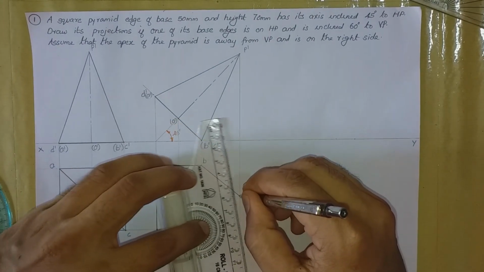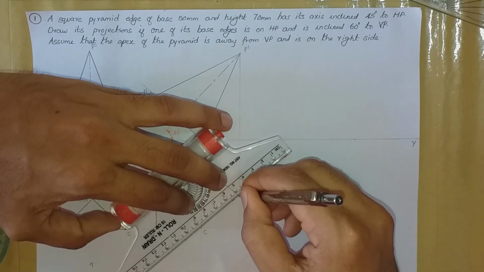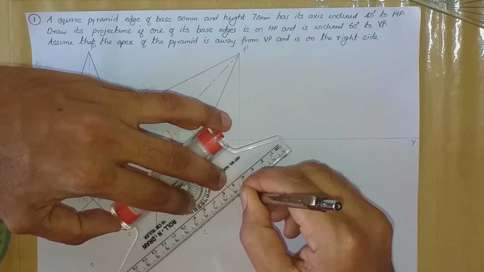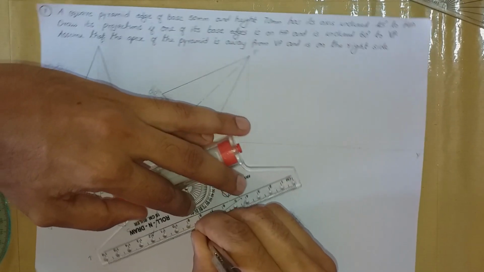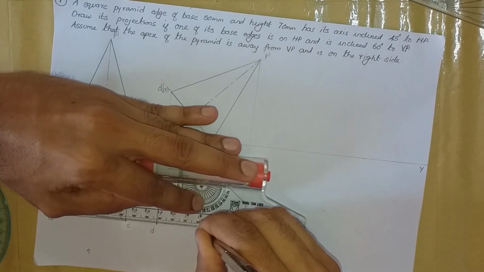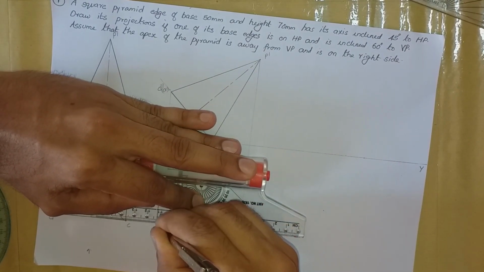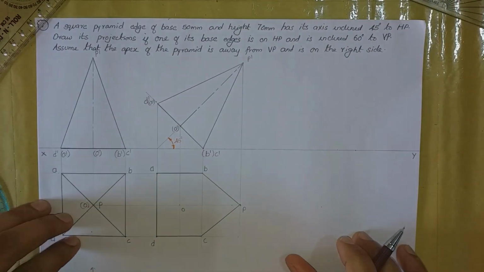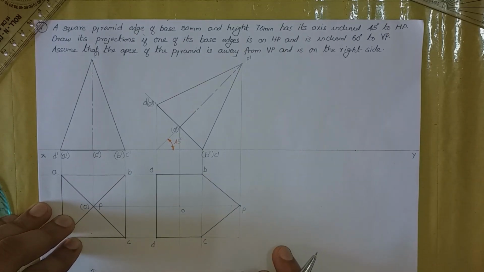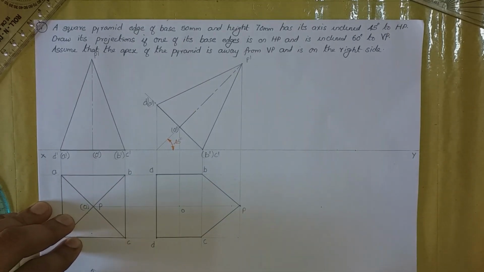Next one is, you go on rotating the scale. Next one is C. And the next one is D. So this forms the outline of the diagram. So this is step number 1 in this procedure.